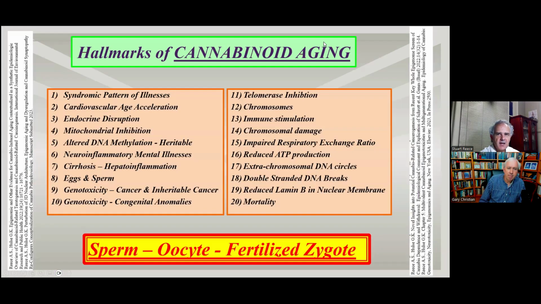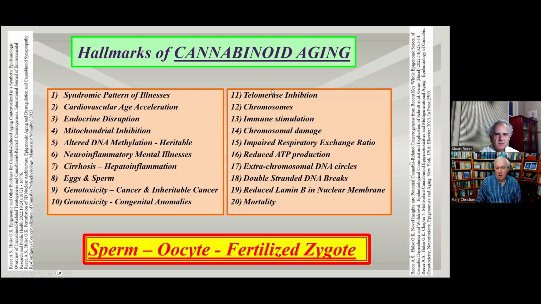So the hallmarks of cannabinoid aging is a syndromic pattern of illnesses: cardiovascular age acceleration, endocrine disruption, mitochondrial inhibition, altered DNA methylation, which is heritable, and neuroinflammatory mental illnesses, because the brain itself gets inflamed. These are all key hallmarks of aging that we're talking about. Also cirrhosis and inflammation of the liver, damage to eggs and sperm, genotoxicity, cancer and inheritable cancer, and congenital anomalies. These are all aging-related stigmata or hallmarks.